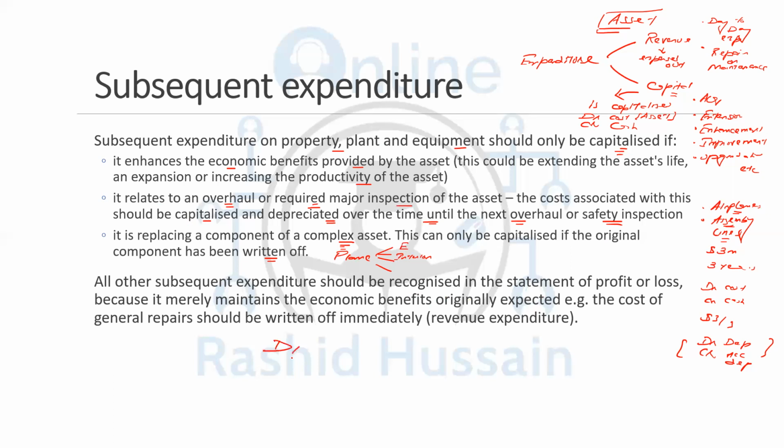And when we say expensed out, that means debit profit or loss, and credit cash. And when we say capitalized, then debit statement of financial position, that means debit asset, credit cash. So this is something related to the subsequent expenditure.